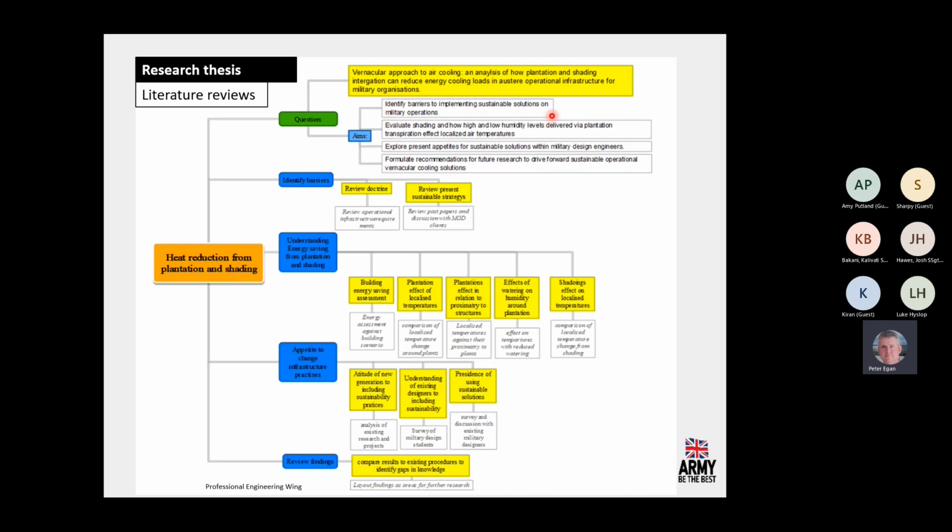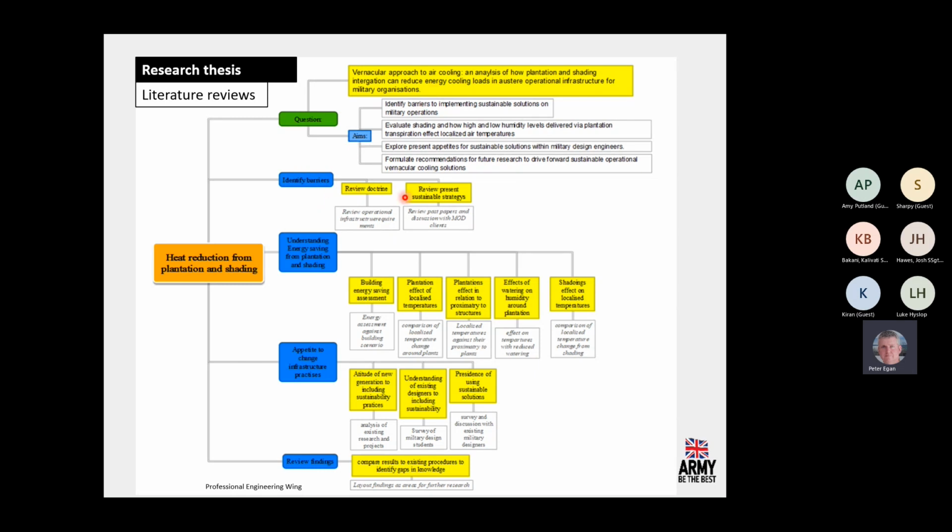So I'm going to identify barriers. I'm going to evaluate the shading. That's my experiment. I'm going to explore the appetites. That's my questionnaire. And I'm going to formulate recommendations for future research, which was placed in my conclusion: the bits I didn't research, which related to my topic. And then what I did is I looked at areas I was going to review within my project. So each one of these I broke out.